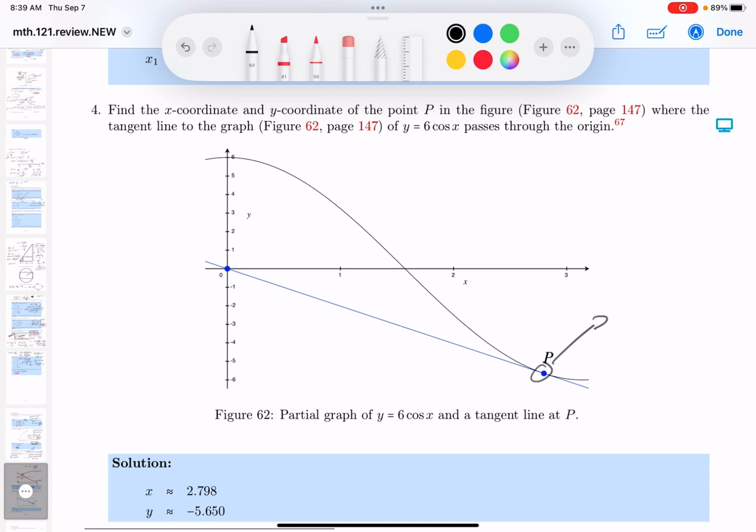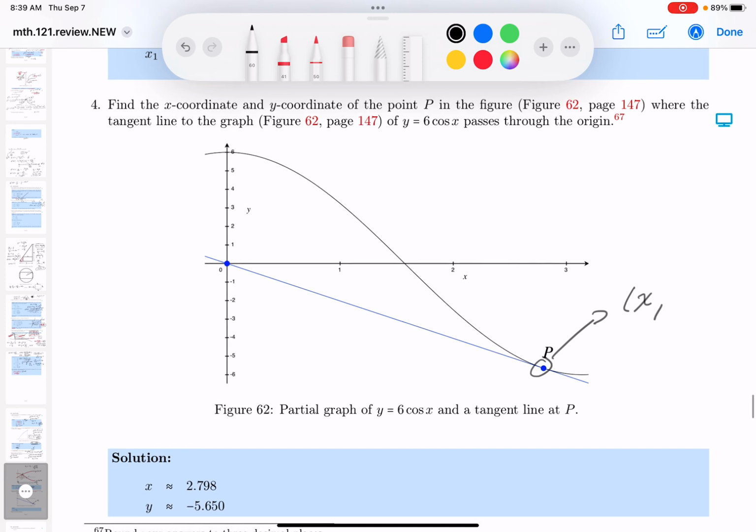Looking at this thing, the point is going to be x, and then it's going to be the y-coordinate. I'm looking at this equation here. It's on the curve, so it is going to be 6 cosine of x. All right, I know that much. Now, what else do I know? I know the slope of this line is tangent to that curve.